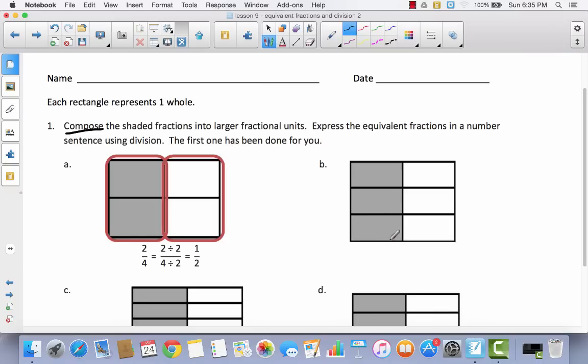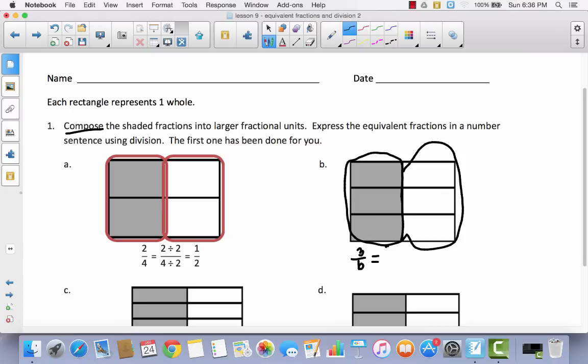So if you look at this one, you can see that we're beginning with 3 out of 6. So let's go ahead and write 3/6 because that's our beginning fraction. Could I compose any of these smaller parts into larger parts to make an equivalent fraction? Well, it's pretty obvious to me that half is shaded, so I'm going to go ahead and circle. Here's 1, and here is 2. So 3/6 is equal to 1/2.